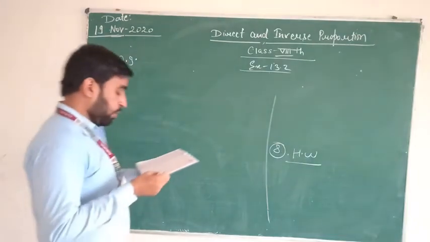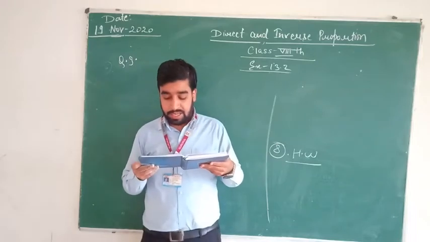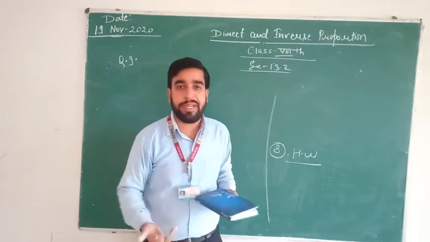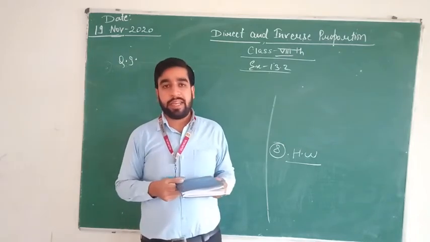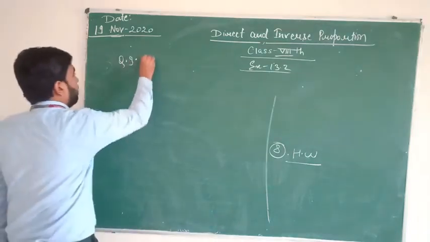Yes. So question number 9 is: a car takes 2 hours to reach a destination by traveling at a speed of 60. If you increase the speed, then the number of hours will decrease, obviously. So here is inverse variation. Let's plot the table first.